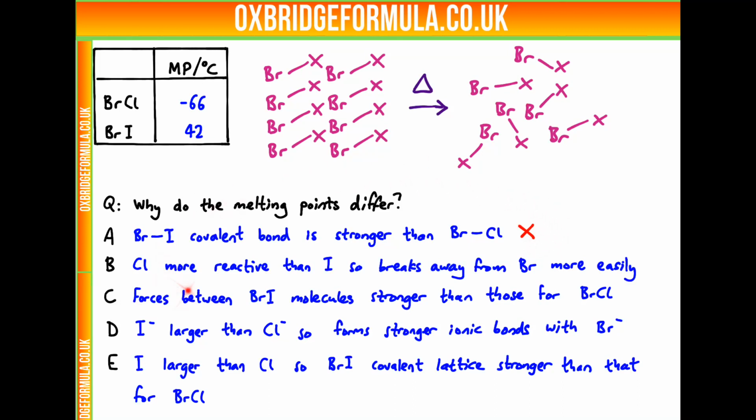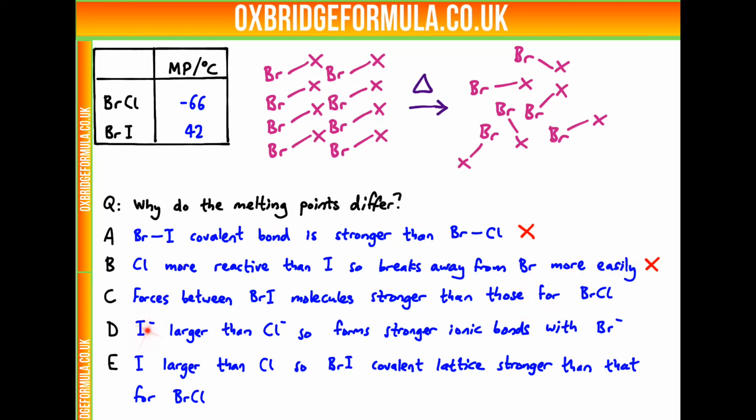So what about statement B? This says that chlorine is more reactive than iodine, so it breaks away from bromine more easily. Well, is chlorine even breaking away from bromine at all? We've just said with statement A that the bond between bromine and chlorine and that between bromine and iodine is not breaking in this process. Instead, the bromine halide molecules are simply becoming more separated. So again, this second one is not correct.